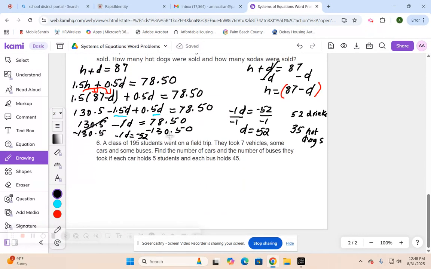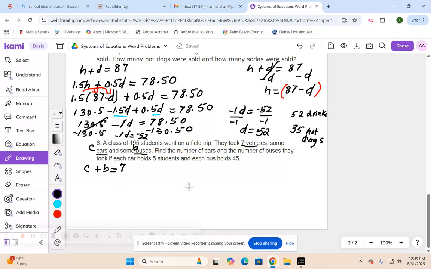Last one. A class of 195 students went on a field trip. They took 7 vehicles, some cars and some buses. Find the number of cars and the number of buses they took if each car holds 5 students and each bus holds 45. Okay, so let's see what we have. They took 7 vehicles, some were cars, some were buses. So that gives us our amount function. We can say C for cars, B for buses. So C, the number of cars, plus the number of buses, all equal 7 vehicles.